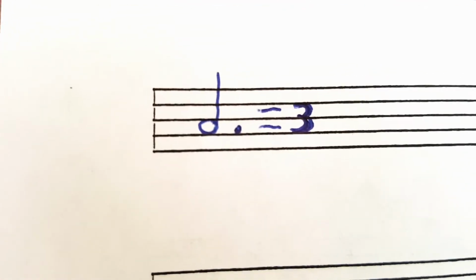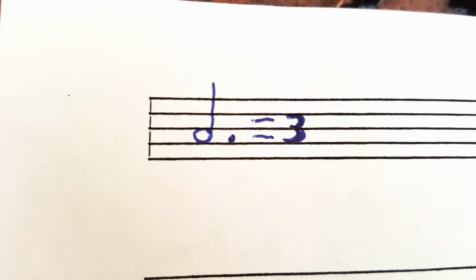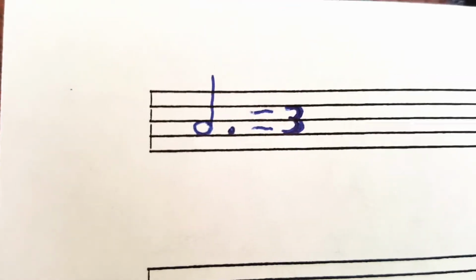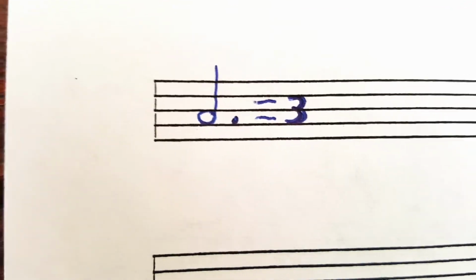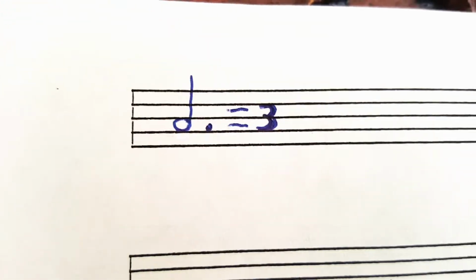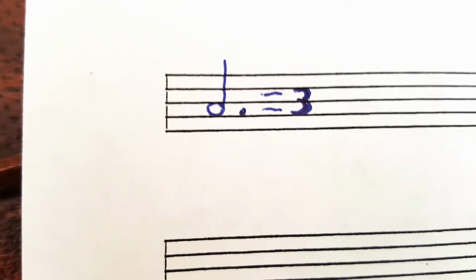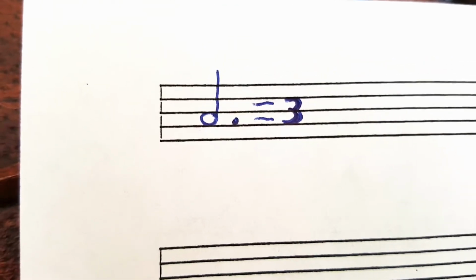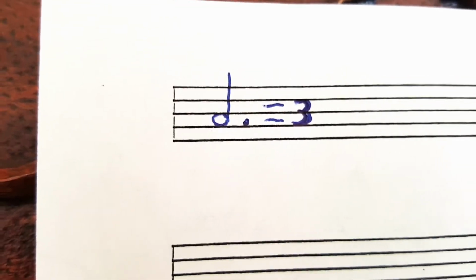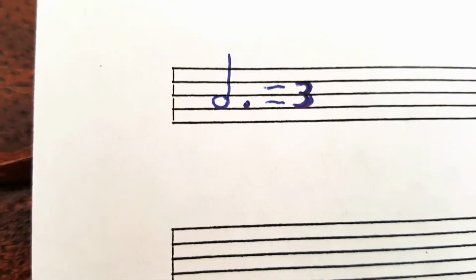When we have a dot after a note, that is indicating a certain rule, and this rule is that a dot after any note adds half the value of the note that it follows. So a dotted half note would be equal to 3 beats following this rule. A half note receives 2 beats by itself without the dot, and when you place the dot there, it adds half the value. So half the value of 2 is 1, 2 plus 1 is 3.